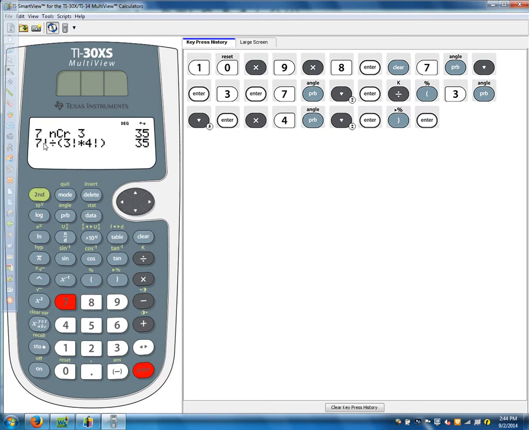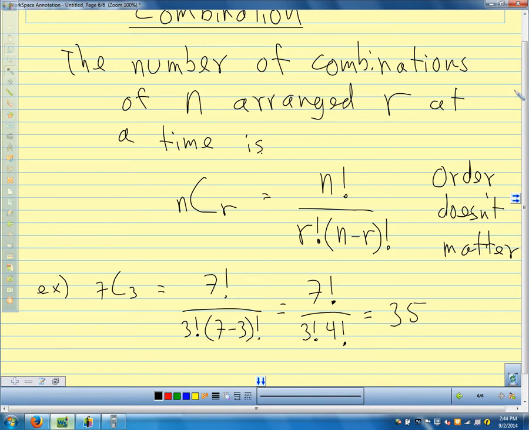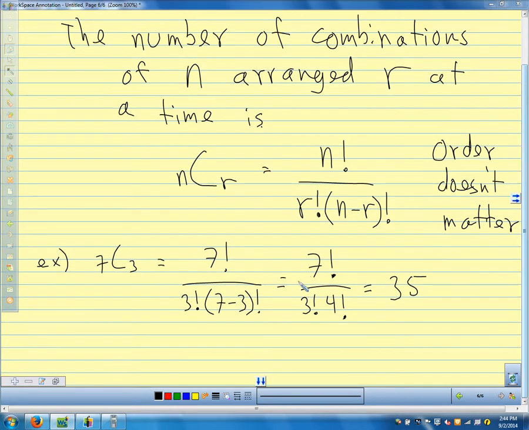So I can use the button here, or I can calculate it out just like I wrote it. Get the same answer either way. So remember, we can't distribute the factorial here, and we have to do the factorials before we do the multiplication.